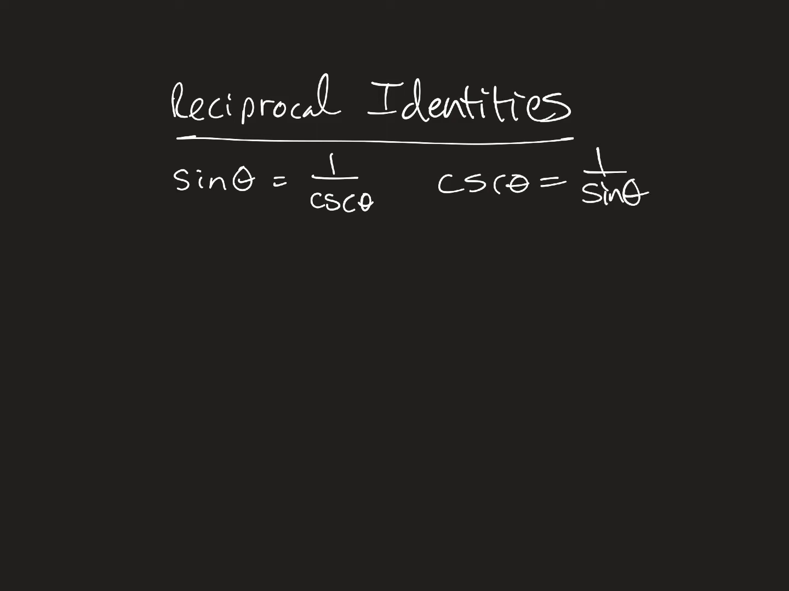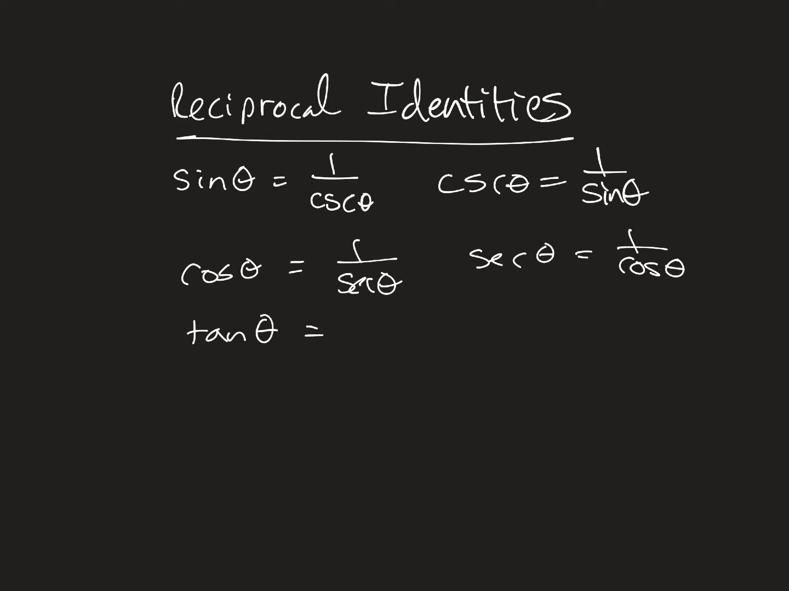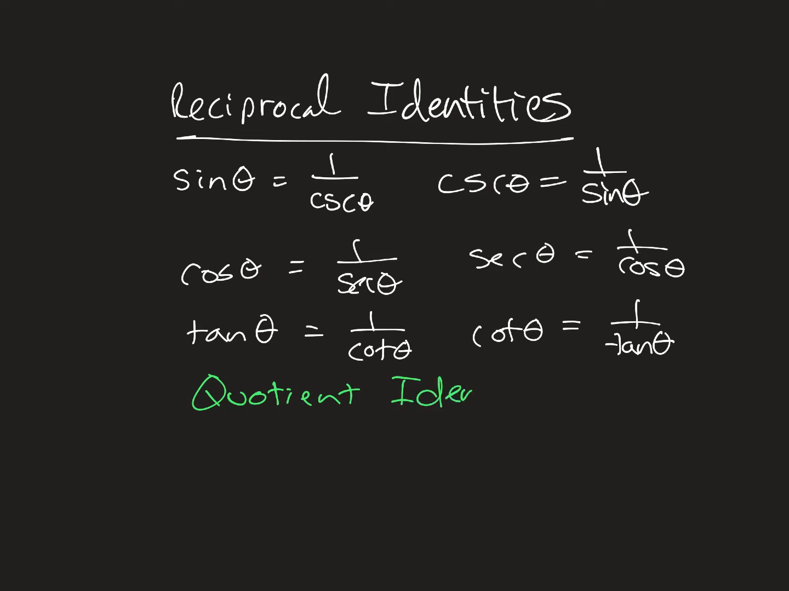And what others go together? Cosine theta is 1 over secant theta. And secant theta then is 1 over cosine theta. And finally, tangent is 1 over cotangent, or cotangent is 1 over tangent of an angle. Okay, so reciprocal identities is one grouping. Next up is the quotient identities. And there are two of these.